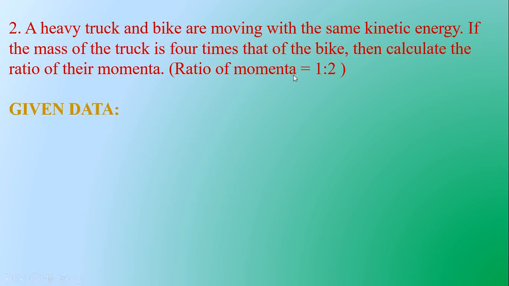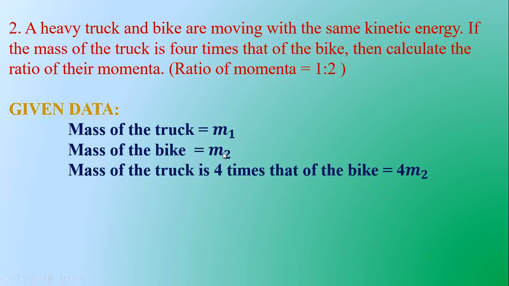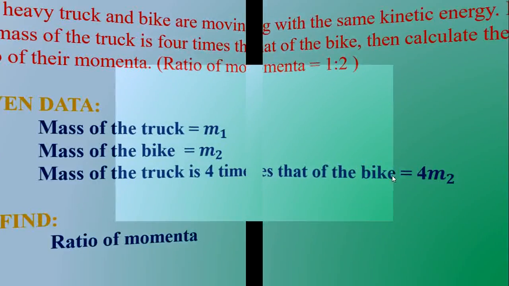The ratio of the momenta is 1:2. So, in the given data, mass of the truck is equal to m1 and the bike is m2. This we have to consider. So, the mass of the truck let us take as m1 and mass of the bike let us take as m2. And mass of the truck is 4 times that of the bike. It is given in the question. How many times? 4 times. So, we have to write it as 4m2. We have to find out the ratio of momenta.